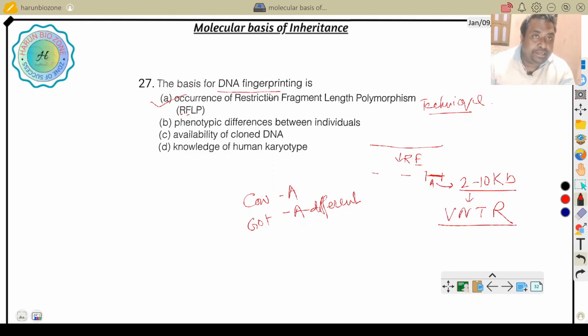So DNA fingerprinting uses VNTR, variable number of tandem repeats, or SNP, single nucleotide polymorphism. Polymorphism means in different organisms this fragment is different, and also present in different numbers. So it is not phenotypic difference between individuals; DNA fingerprinting uses genotypic difference. Cloned DNA is not necessary for DNA fingerprinting; cloned DNA is produced by PCR. Human karyotype means arrangement of the human chromosomes according to their size and shape, and this process is called karyotyping.